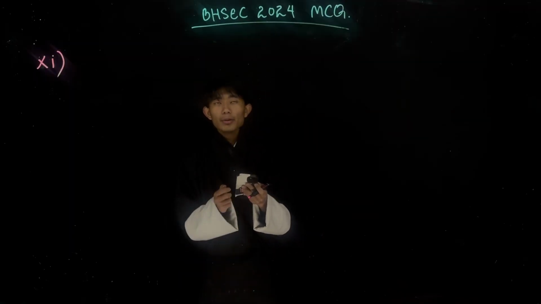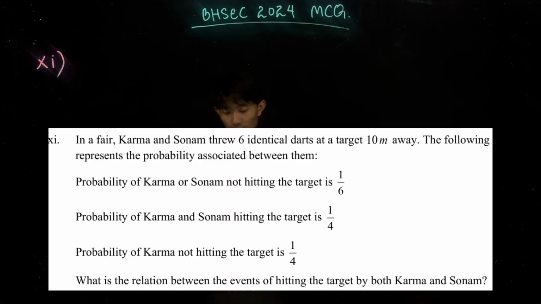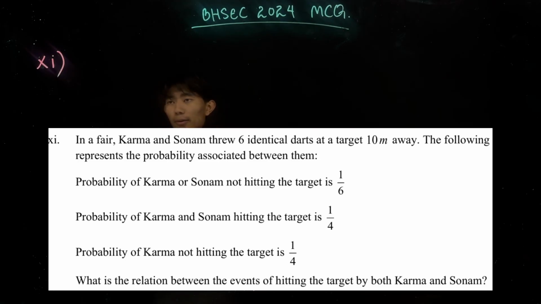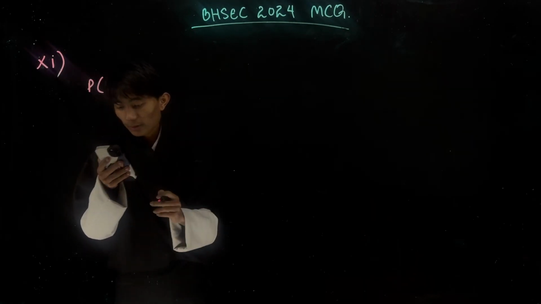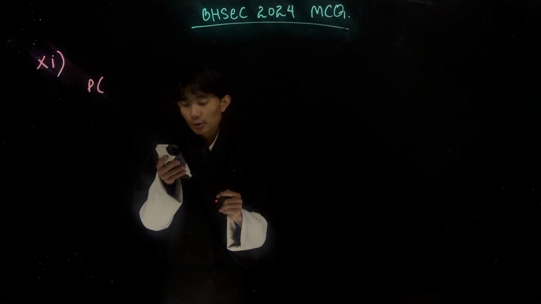So for question 11 of the MCQ, we have this question. In a fair, Karma and Sonam threw 6 identical darts at a target 10 meters away. The following represents the probability associated between them. So we have the probability of, firstly, Karma or Sonam not hitting the target.